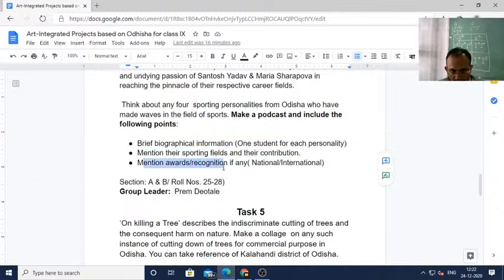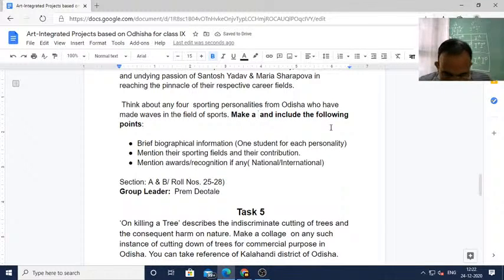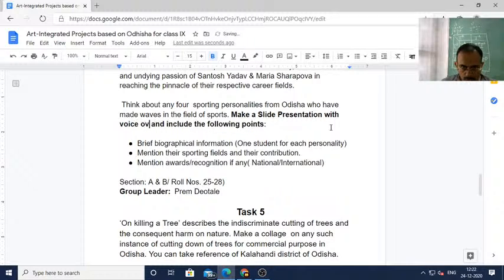fields. And it's better, dear students, if you make a sort of vlogging type video, because in a podcast we cannot add images. So let's make a slide presentation with voiceover, like a PPT presentation with voiceover. So the group leader Prem decides who is good at making PPT, and voiceover also has to be given.